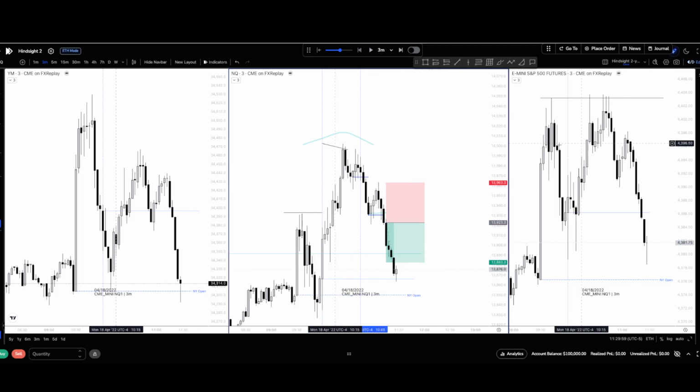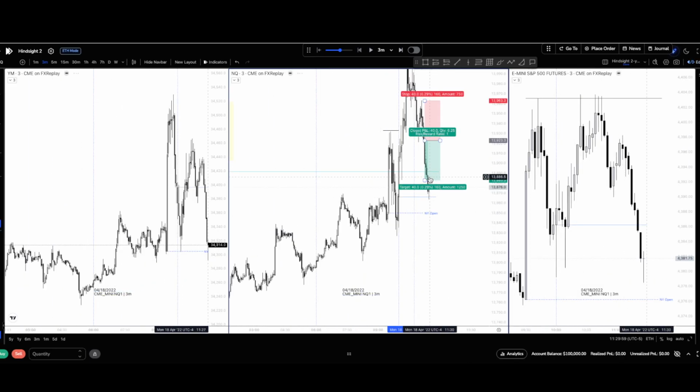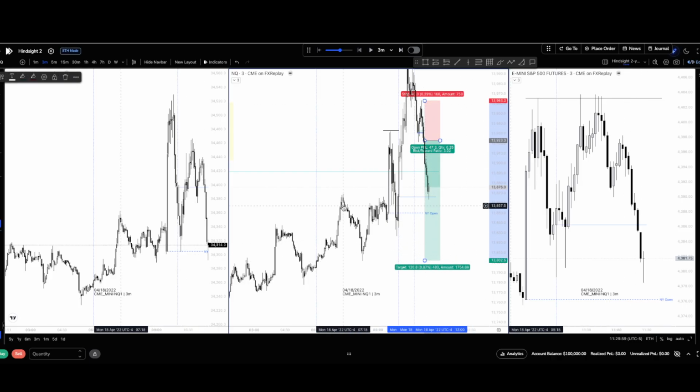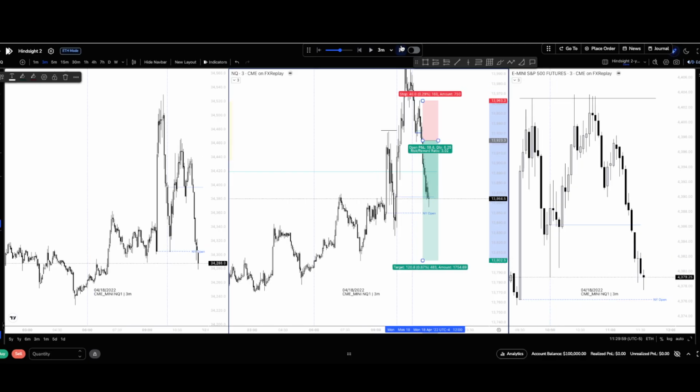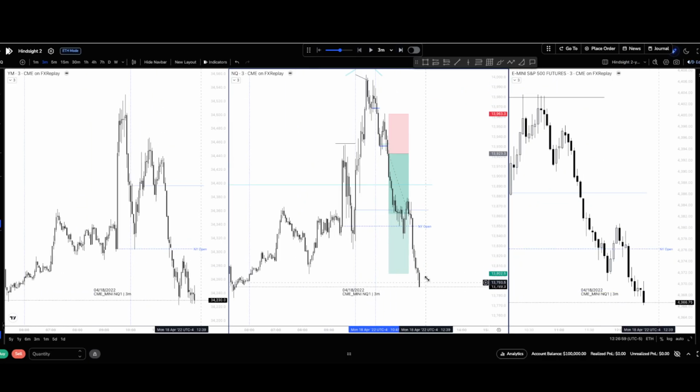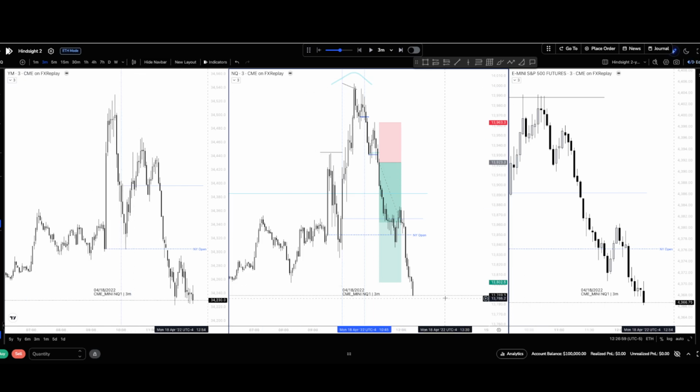As you can see, all assets are expanding away from that, and our target would be this draw on liquidity that's located down here. And then that would be our draw on liquidity, just going for this high and low.